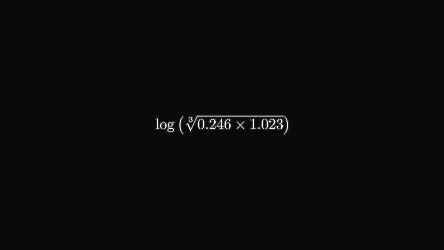First, we take the logarithm of the entire expression. Remember the root law for logarithms. A cube root means we divide the logarithm by 3. Applying that law, we write 1/3 times the log of the product.